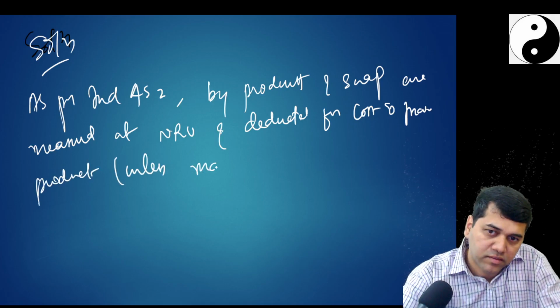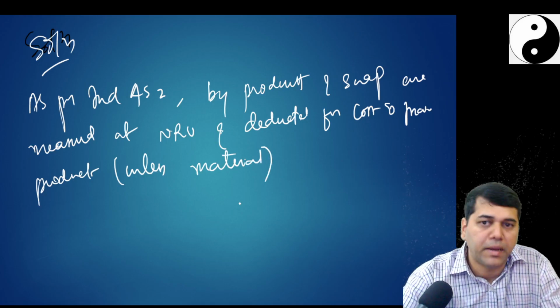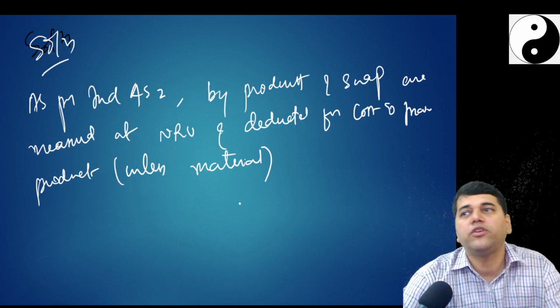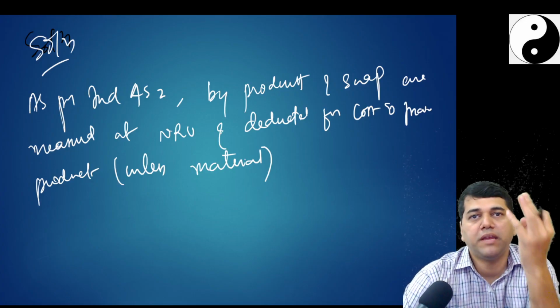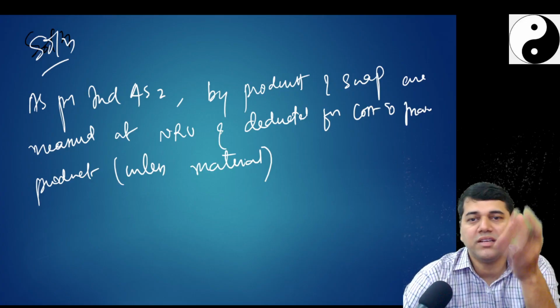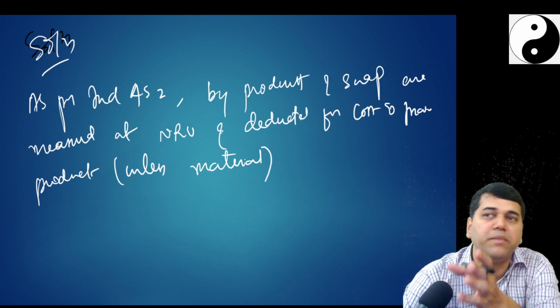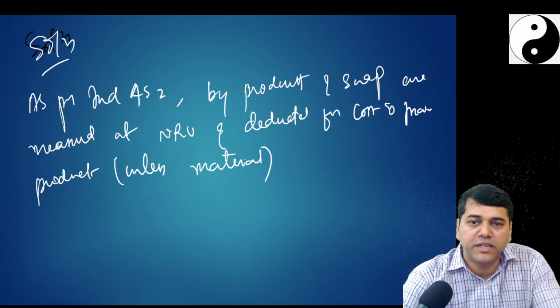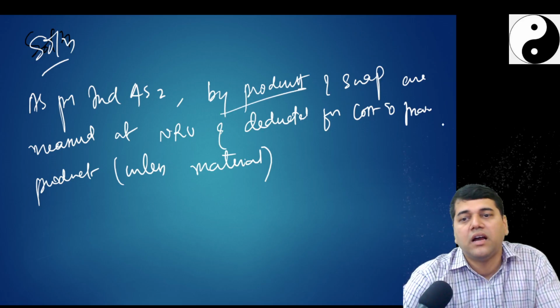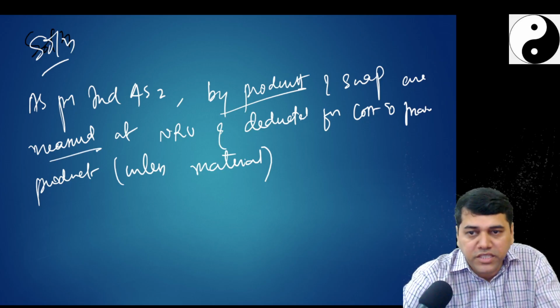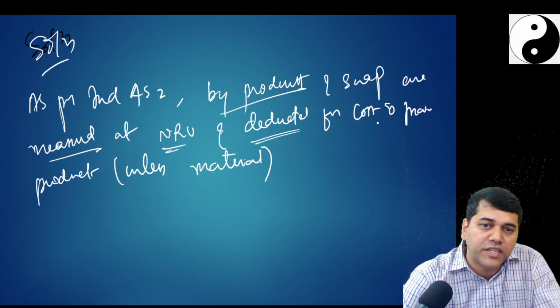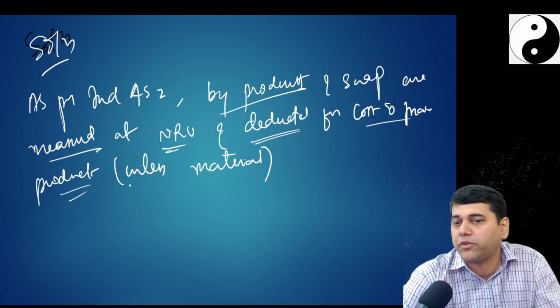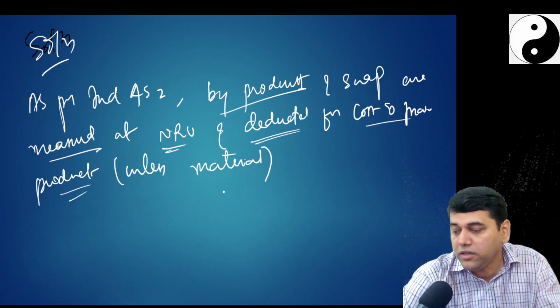unless material. If the byproduct is material, then you would have said there are three products, main product 1, 2 and byproduct. But you assume that byproduct is immaterial because they have sold it, no stock they have retained. So as per Ind AS 2, byproduct and scrap are measured at NRV and these values are deducted from the cost of the main product unless they are material. If it is material, you would have treated it differently.